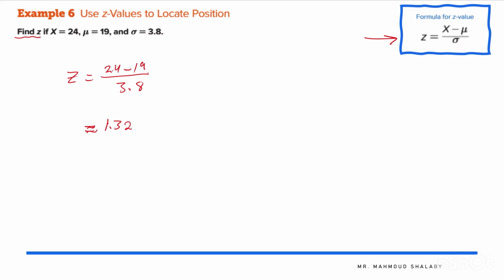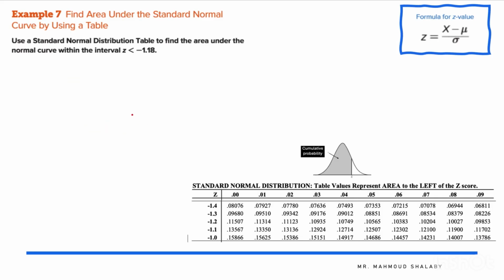Did he ask me to use the table of values to find the answer? No, he didn't. He just said find z. But in the exam, he may give you one part, like this is part A, then he will ask you in part B to find the probability when z is smaller than this value or something. It will be obvious in the next example. Let's see this one here. This could be a separate part B: use a standard normal distribution table to find the area under the normal curve.